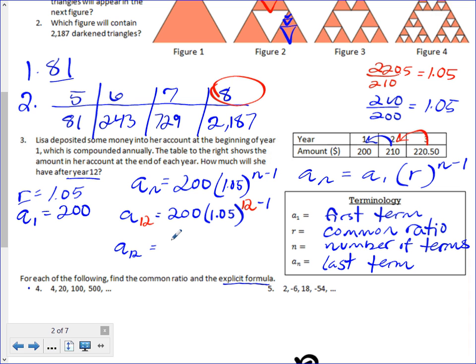Well, what's the unit? Is it cows or miles or hot dogs or what is it? It's dollars.